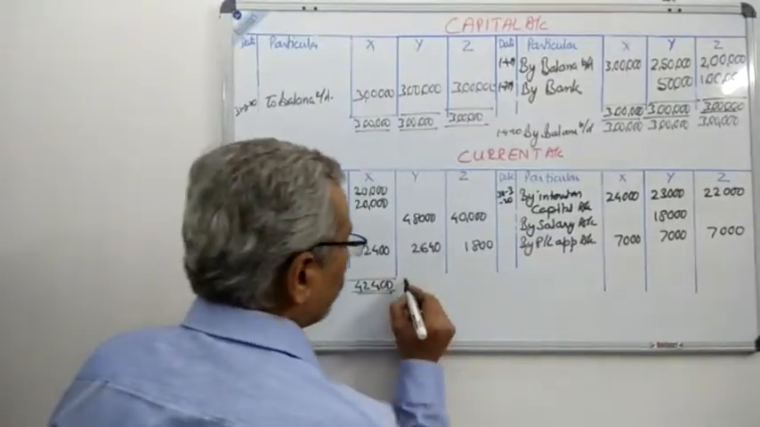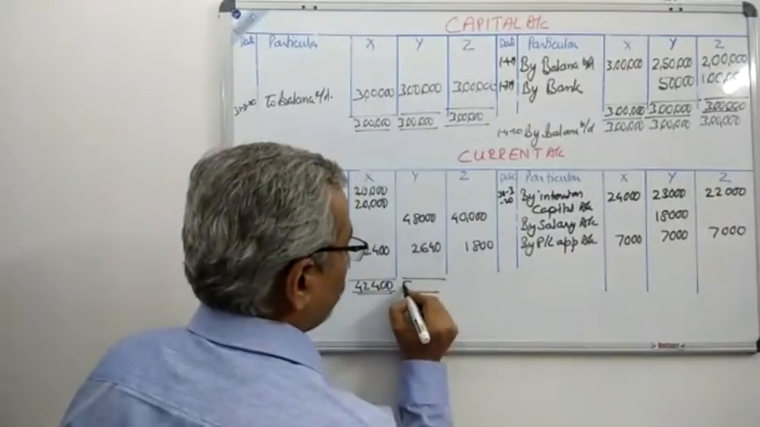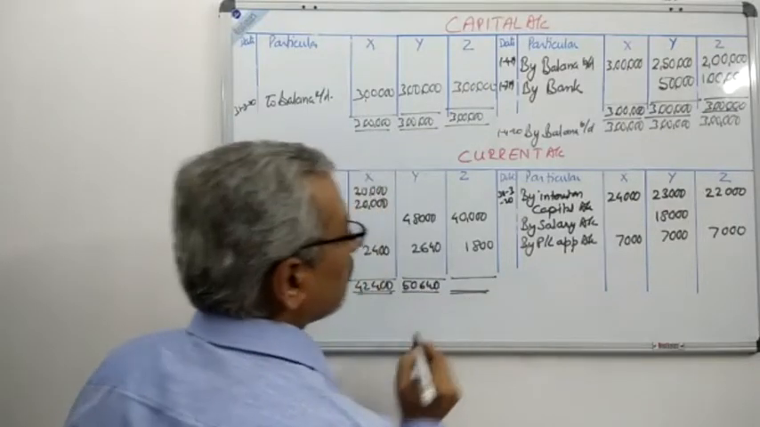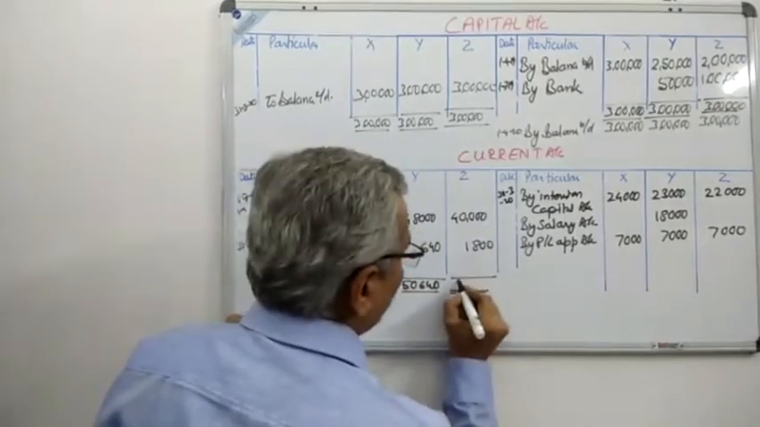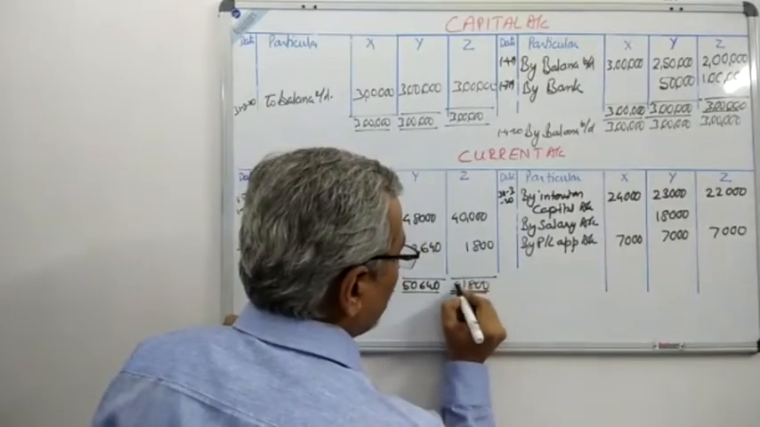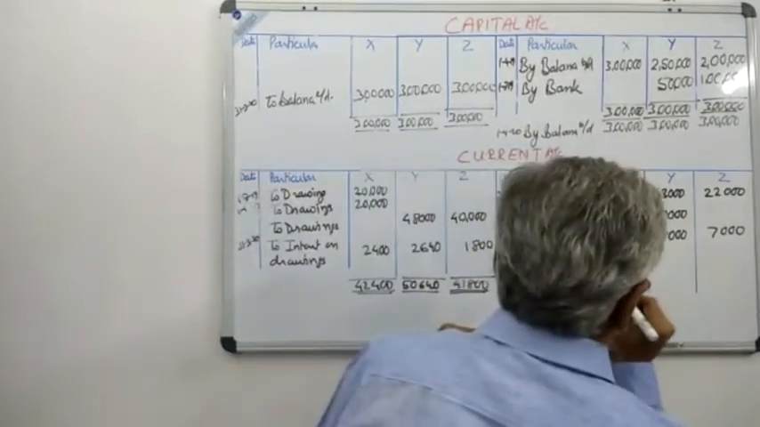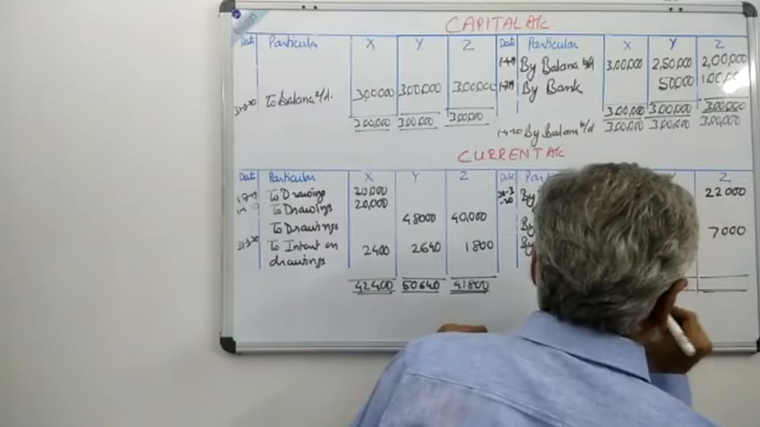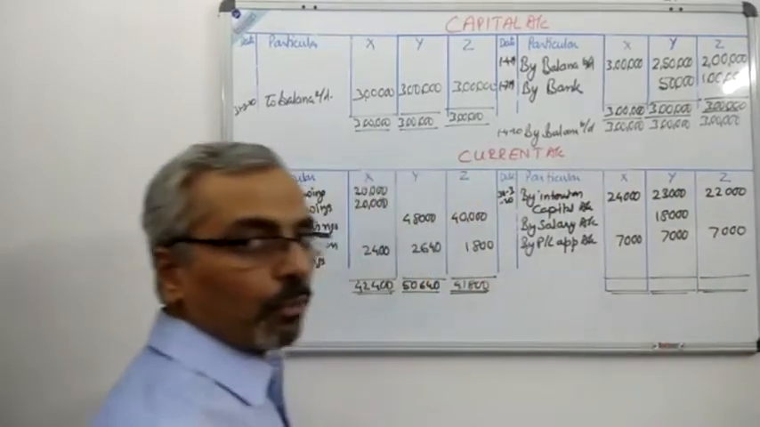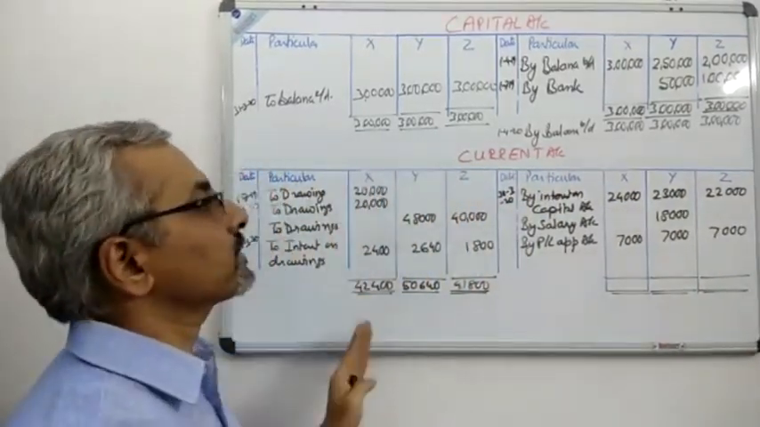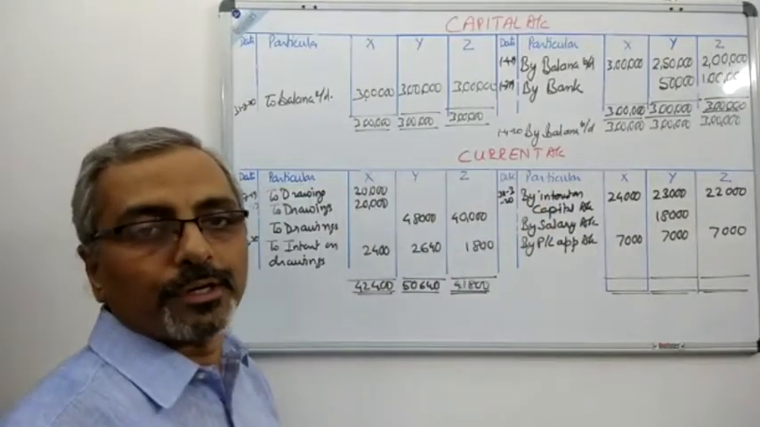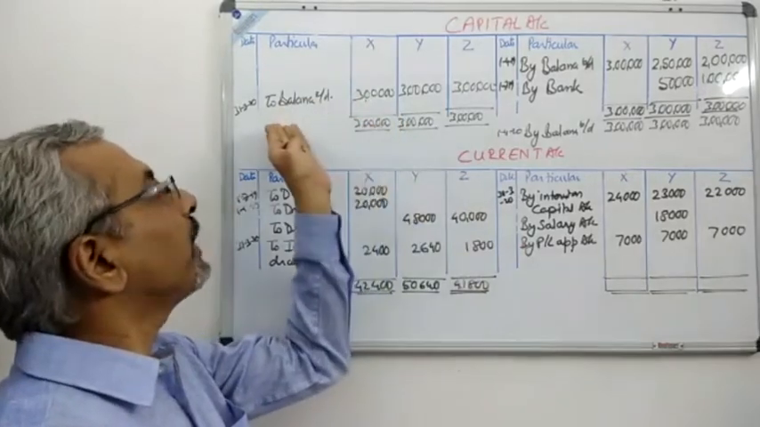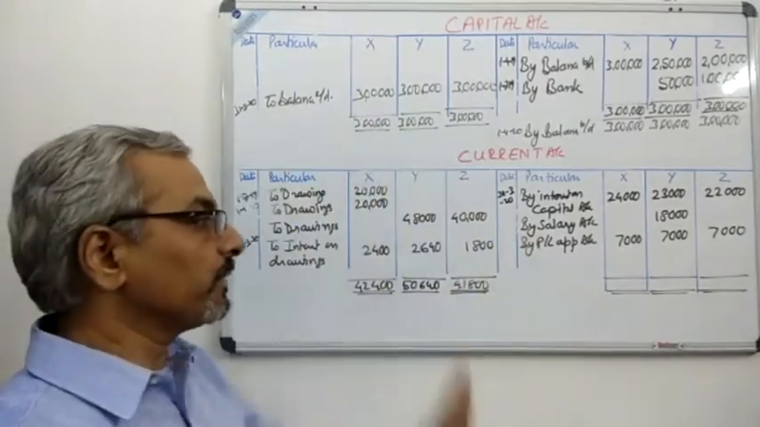Let us do the totaling over here. The total over here is 50,640. And for the last partner, the total is 41,800. In all the cases, unlike in the case of the capital account, here the total of the debit side is heavier than the total of the credit side. So the balance will now be on the credit side, not like the capital account, where the balance was on the debit side.